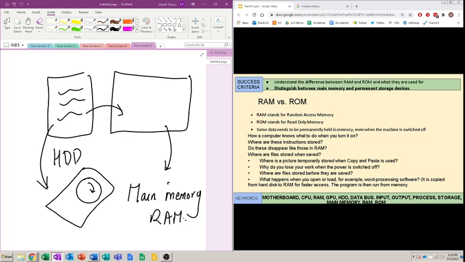As we say, ROM is what stores permanent information that will never ever change. Okay, so you hard code the information and it'll only ever do one thing.